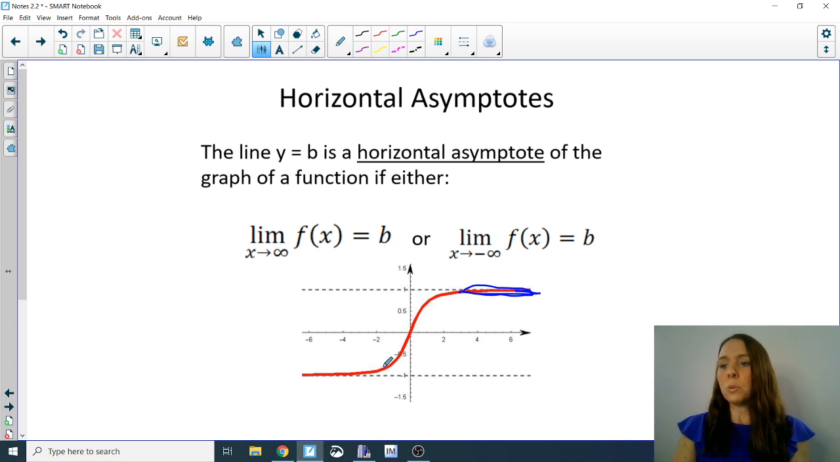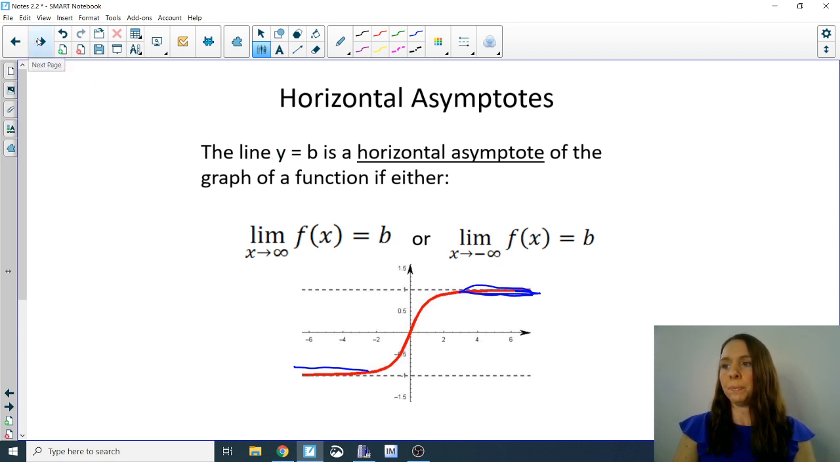As we move toward negative infinity, that would be moving further and further to the left in this direction. We see that our y is getting closer and closer to negative 1, and so that would be the answer to this limit. This one would be negative 1. So again, these do not have to be equal. Notice the word or there.